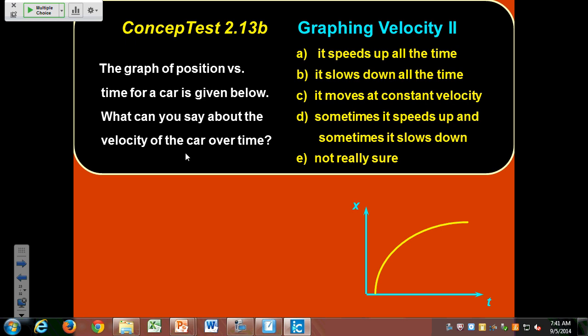What's happening to the slope here? Initially, the slope has a certain value, and then that slope changes over time. And we want to know which of these describe how that slope changes. Does the slope increase all the time? Does the slope decrease as time progresses? Does the slope stay the same, at a constant velocity or constant slope? Does it increase and then decrease, or can we not really say? So let's try this again. Really, I'm asking about what happens to the slope here.